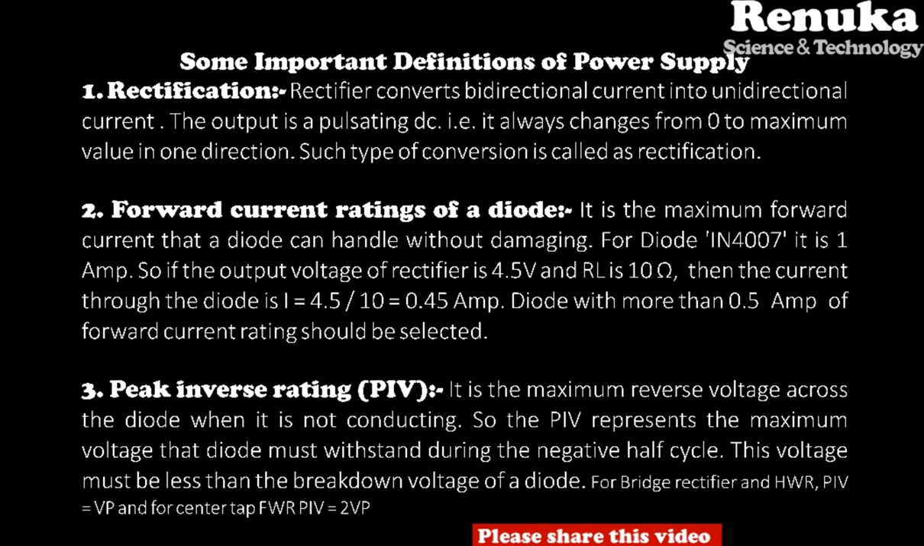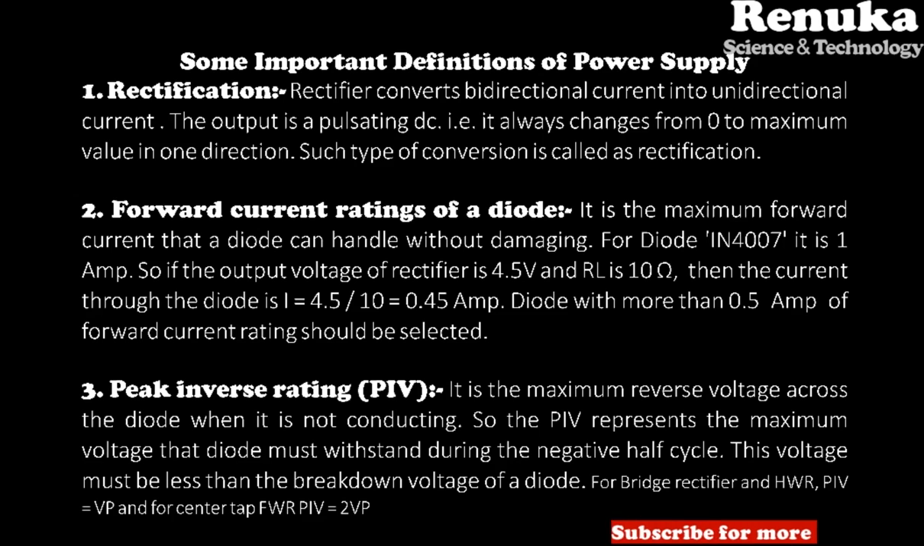A rectifier converts bidirectional current into unidirectional current. The output is pulsating DC. That is, it always changes from 0 to maximum value in one direction. Such type of conversion is called rectification. So when AC is converted into DC, this process is known as rectification.